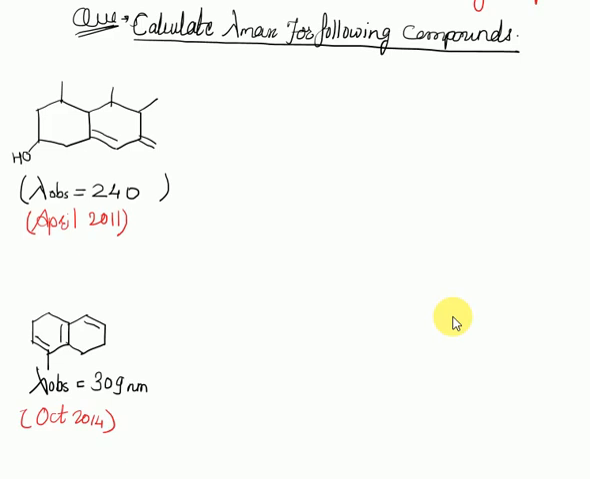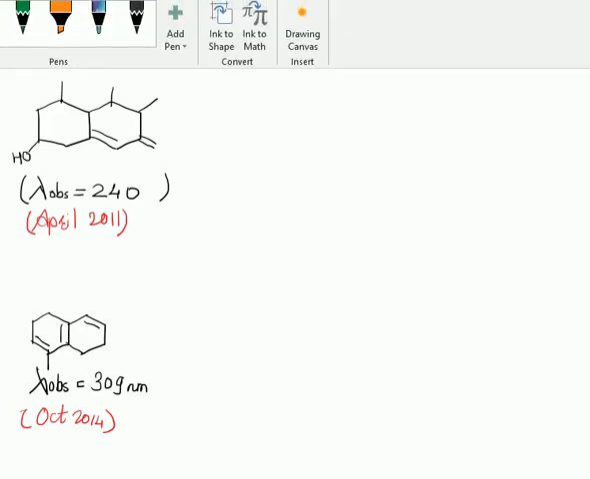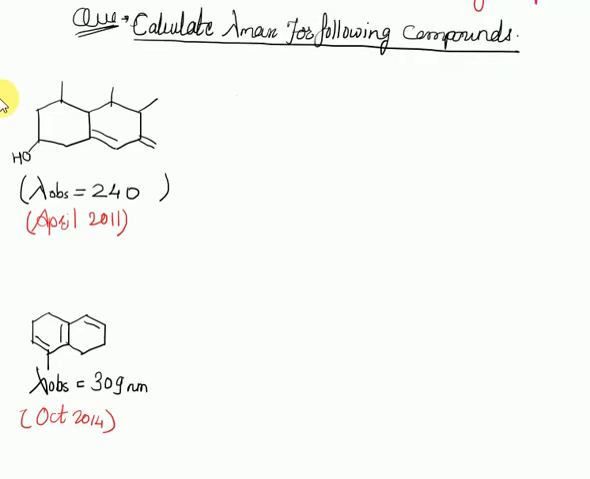It is a diene. The basic value of the diene is 215 nanometer here because it is not a homoannular diene. The basic value for the diene is 215 nanometer. In some books this value is given as 214 nanometer, but it doesn't matter. 215 or 214 nanometer is the exact value.